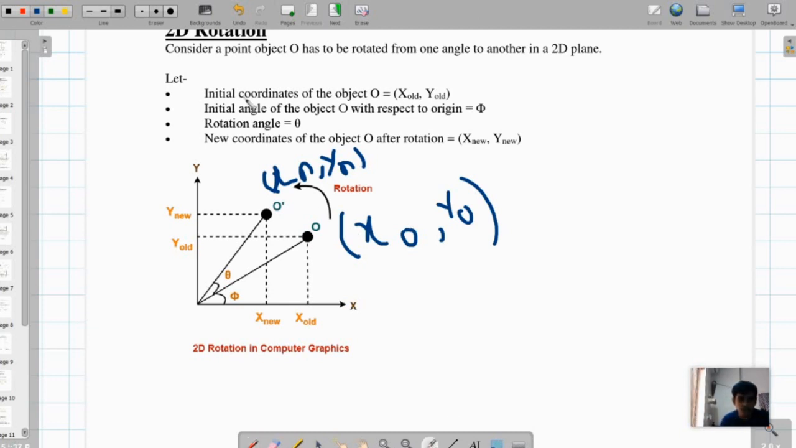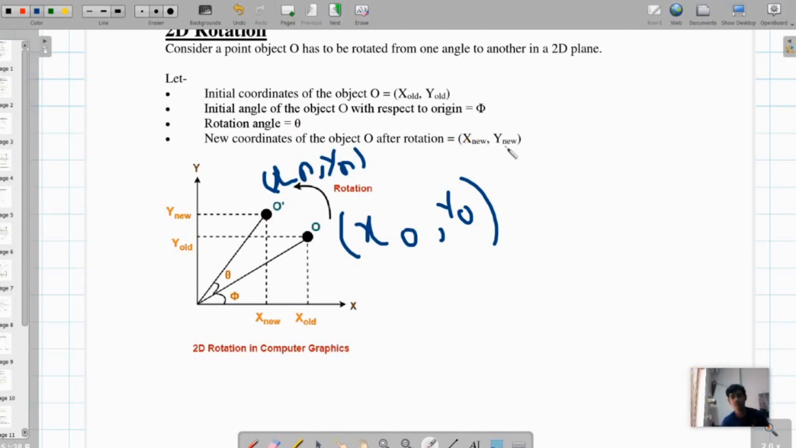So just have a look at the statement. Initial coordinate of the object is O, x old, y old, as we have discussed earlier. Initial angle of the object O with respect to the origin, or more precisely with the x-axis, is phi. Then you are given a rotation angle theta. Now you have done the rotation, and after rotation you arrive at a new coordinate O dash, and its coordinate value is x new, y new.